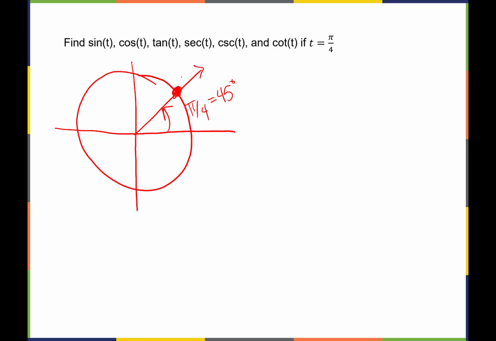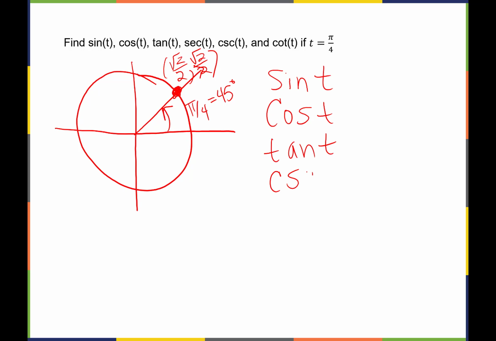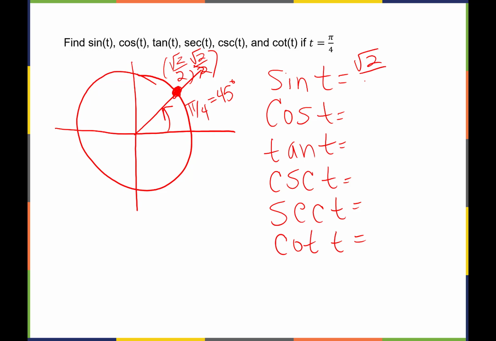This point right here on the unit circle, when I sweep open pi over 4 or 45 degrees, is the square root of 2 over 2, square root of 2 over 2. So I want to find my sine, my cosine, my tangent, my cosecant, my secant, and then my cotangent of that angle. My sine of t, that's my y coordinate at that terminal point when I sweep open pi over 4 radians, that's the square root of 2 over 2. My cosine, in this case, is also square root of 2 over 2. That's my x coordinate.